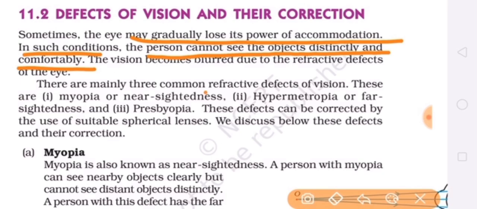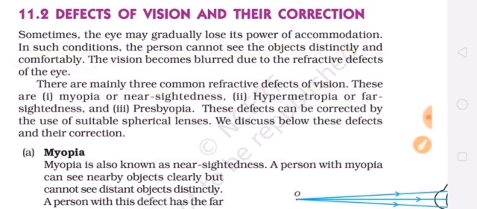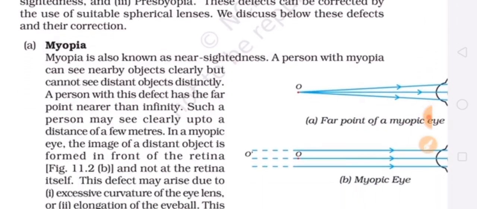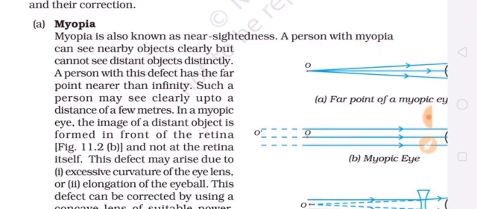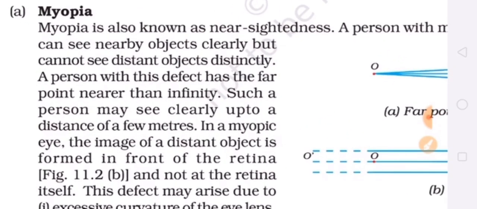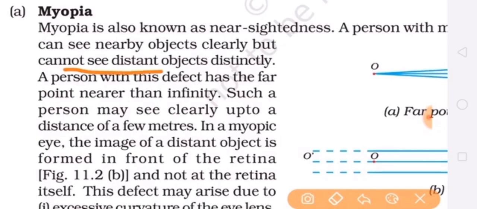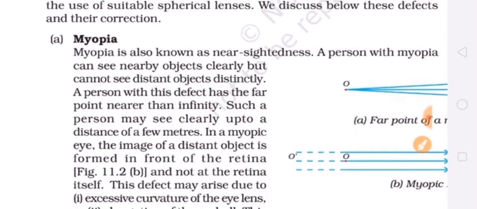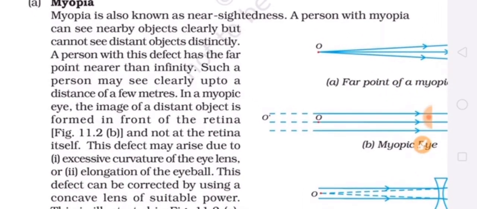Now, these defects can also be corrected. How can they be corrected? They can be corrected by using spherical lenses of suitable power, means the specs which we use to correct the defects of our eyes. So we will see the corrections of these defects also. So let's move to the first type of defect, and that is known as myopia. My dear students, you have to study all these 3 defects very minutely and pay attention to it, because it is a very important topic.